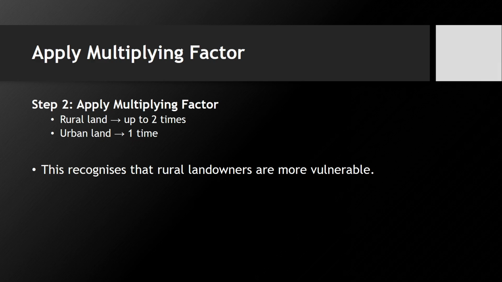and a multiplying factor is there. If you are acquiring a land for any purpose, whether it's private, whether it's PPP, or whether it is government, there is a multiplying factor. For rural land, up to 2 times, for urban land, 1 time. Okay, this we have to remember. This recognizes that rural landowners are more vulnerable, because they are less educated compared to urban landowners, I should say. They do not know much about law in the remote areas. So to protect them, there is a double, I should say compensation, or I should say multiplying factor for rural land.